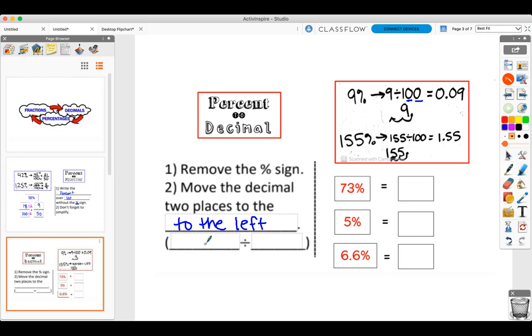So you're going to end up doing that percent divided by 100, okay? All you're doing is moving 2 places. So for 73%, we're going to write 73 and identify where that decimal place is. The decimal place in whole numbers is always at the end. Now we're going to move that 2 places to the left because we're dividing by 100, and your answer is going to be 0.73.